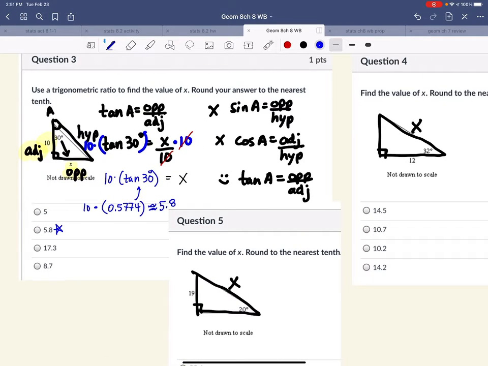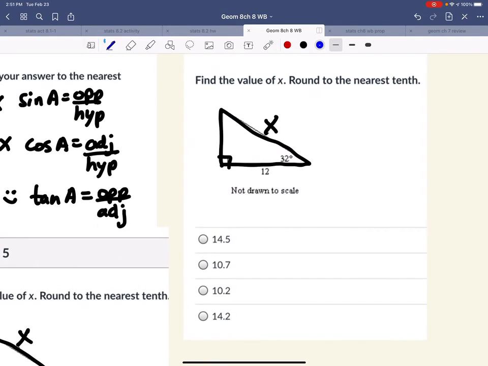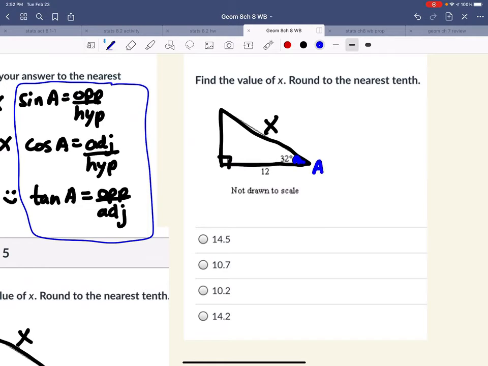So now, question number 4. Using my same formula sheet, or my note card, let's see what I've got. So I have a reference angle here. I'll call this angle A, right? This is opposite. This is hypotenuse, opposite the box, and this is my adjacent side. So let's see which one I want to use.